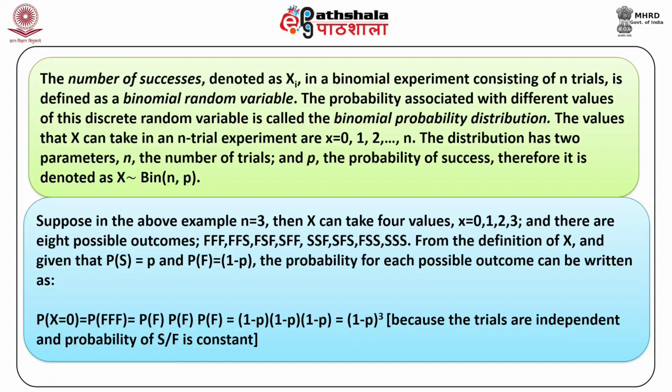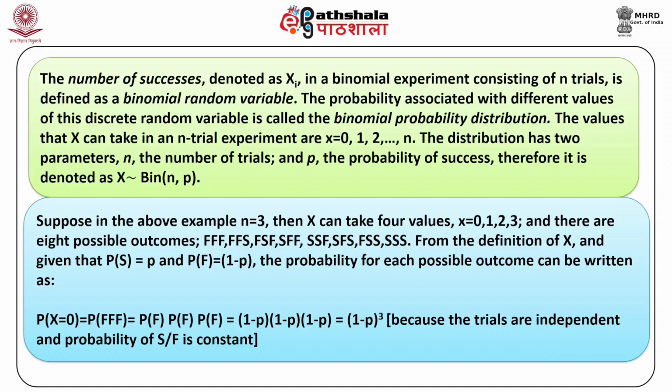So suppose in our above example, balls being drawn with replacement and n is equal to 3, then x can take 4 values 0, 1, 2, 3. And there are 8 possible outcomes or 8 ways in which this may happen, and these are FFF, which means failure, failure, failure, or FFS, FSF, SFF, SSF, SFS, FSS, and finally SSS, which means all 3 successes.